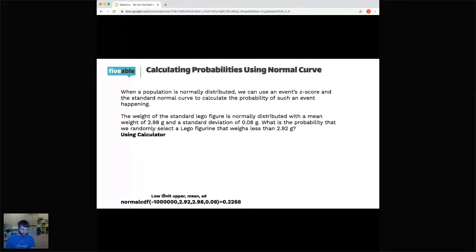So the low limit in this case is like negative infinity. So I just put negative 100,000, negative 1 million.